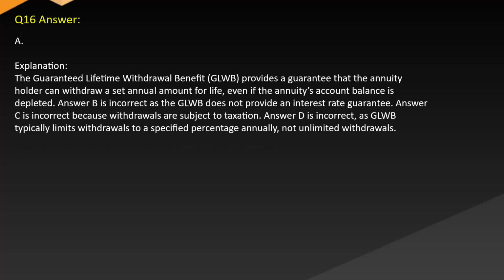Answer A. Explanation. The guaranteed lifetime withdrawal benefit provides a guarantee that the annuity holder can withdraw a set annual amount for life, even if the annuity's account balance is depleted. Answer B is incorrect as the GLWB does not provide an interest rate guarantee. Answer C is incorrect because withdrawals are subject to taxation. Answer D is incorrect as GLWB typically limits withdrawals to a specified percentage annually, not unlimited withdrawals.